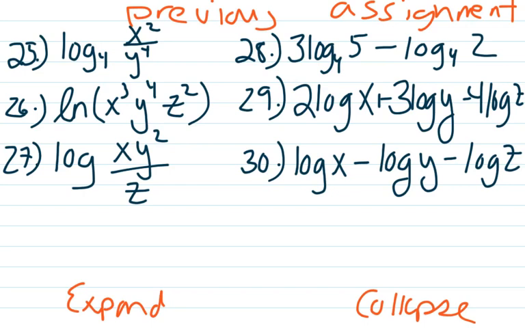Number 25 is log base 4 of x squared over y to the 4th. 26 is the natural log of x to the 3rd. That 3 is a little messed up. So x to the 3rd, y to the 4th, z squared. 27 is the log of x, y squared all over z. 28 is 3 log base 4 of 5 minus log base 4 of 2. 29 is 2 log x plus 3 log y minus 4 log z. And 30 is log x minus log y minus log z.